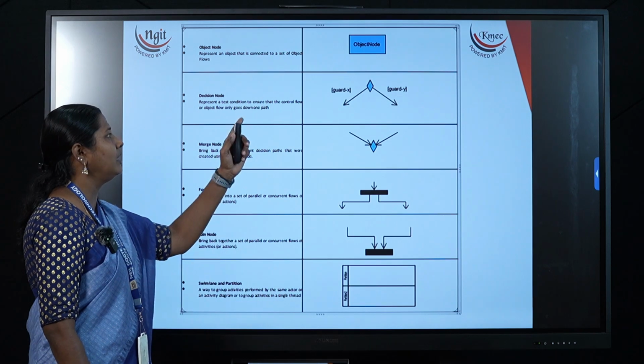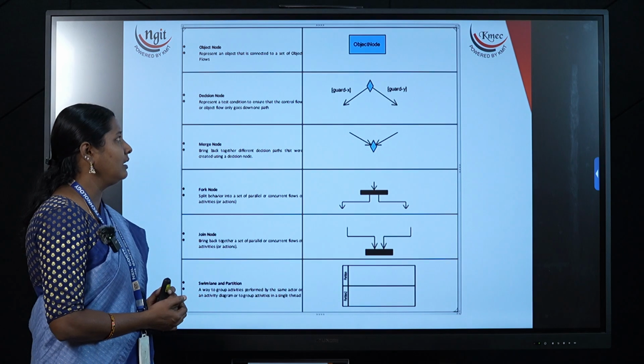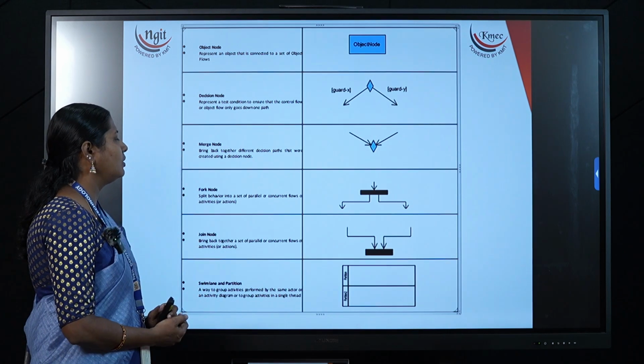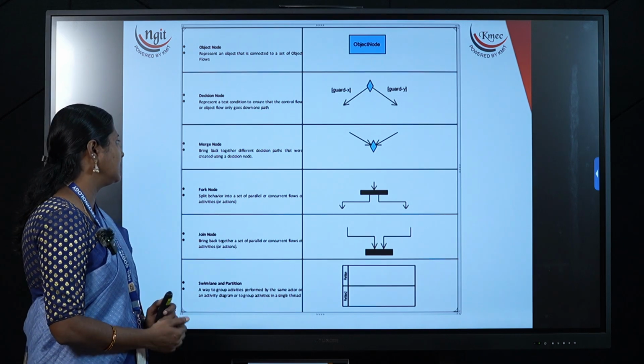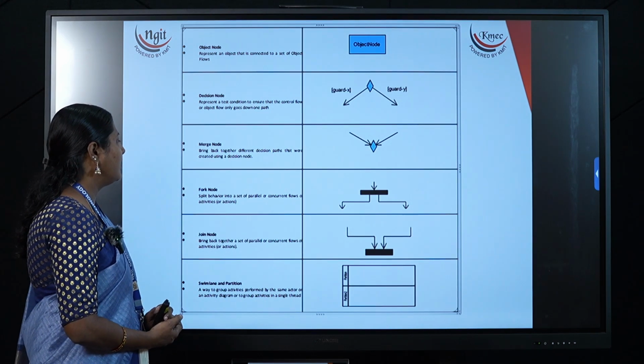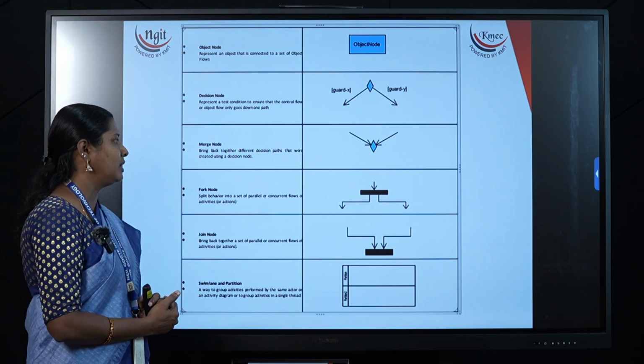In general we will call it an object, which can be represented as a rectangle node. The next one is a decision node, as we know, which can be represented with a diamond shape, which is used to take decisions. The next one is a merge node, which defines more than one input to the decision node.